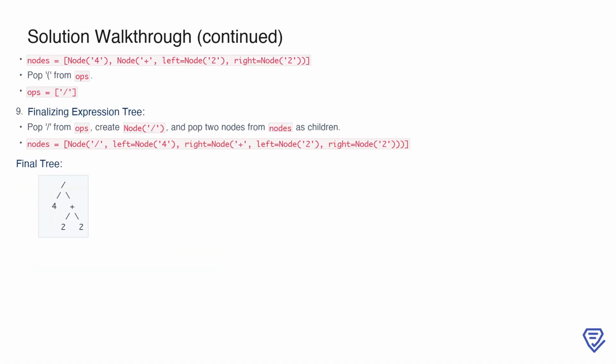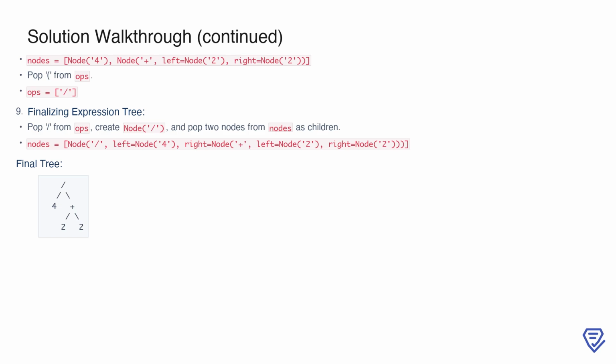Now, we encounter the closing parenthesis, indicating the end of the sub-expression. We pop the plus operator from the ops stack and create a node for it. The top two nodes in the node stack, both 2, are popped and set as the left and right children of the plus node. This subtree is pushed back onto the node stack. We also remove the open parenthesis from the ops stack.